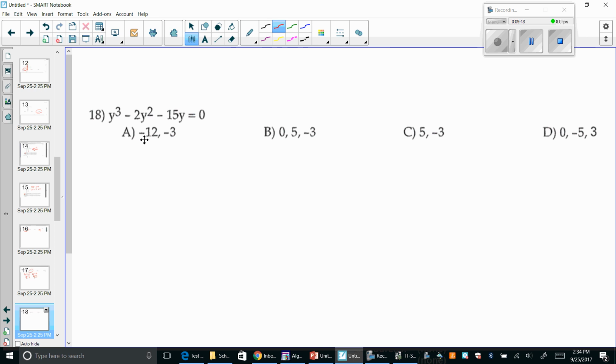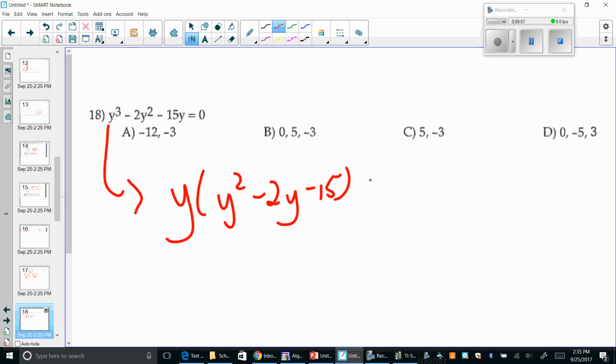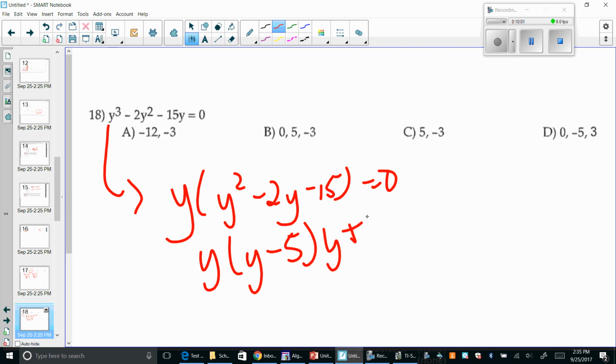This one, you can factor it if you'd like, or you can put it in your calculator. If I factor it, I get y squared minus 2y minus 15. And then I would get y minus 5, y plus 3. That's how this factors, because I need two numbers that multiply to give me a negative 15 and add up to a negative 2. So I get negative 5 and positive 3.